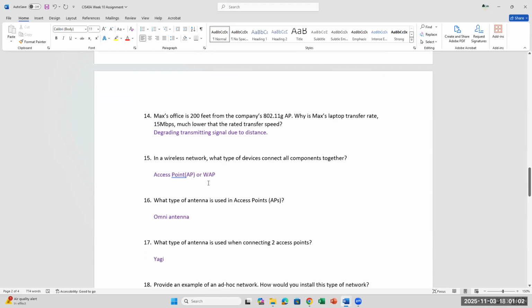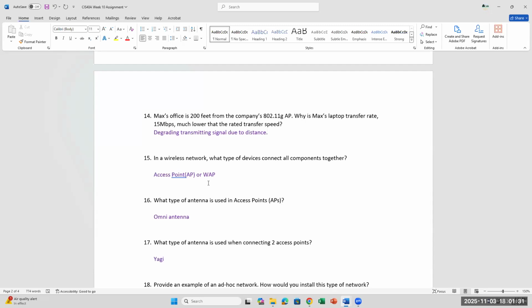In a wireless network, what type of device connects all components together? That will be your access point, or your wireless access point. So my question for you is, is the access point considered the router? Is the router considered the access point? Because I see some students use this interchangeably.